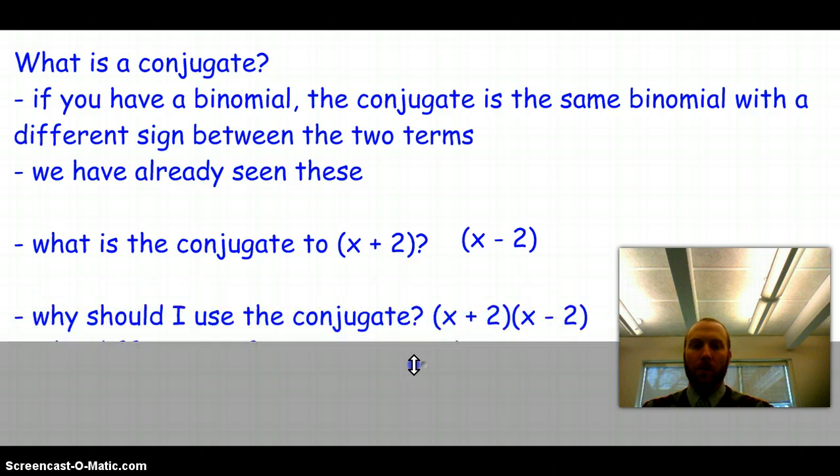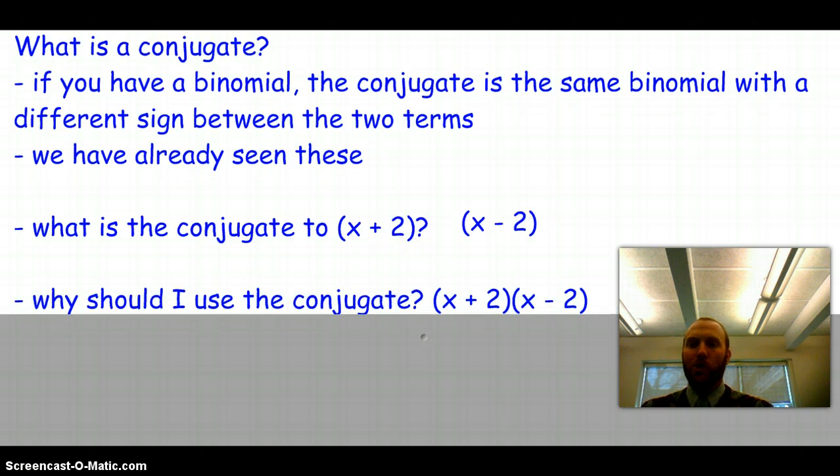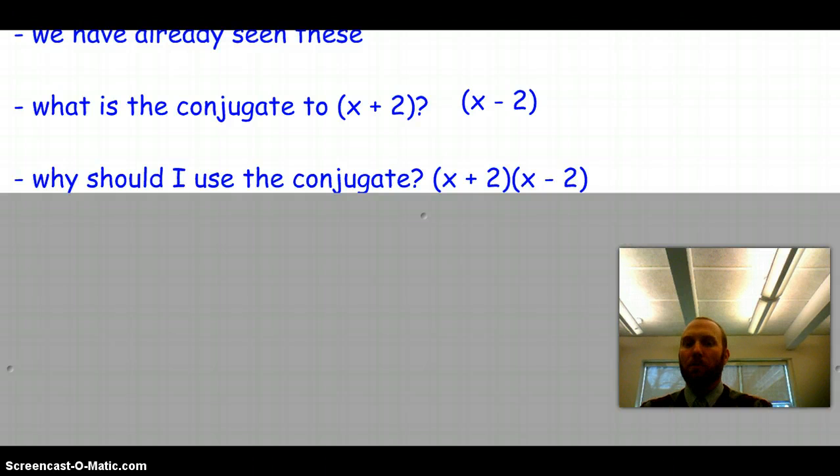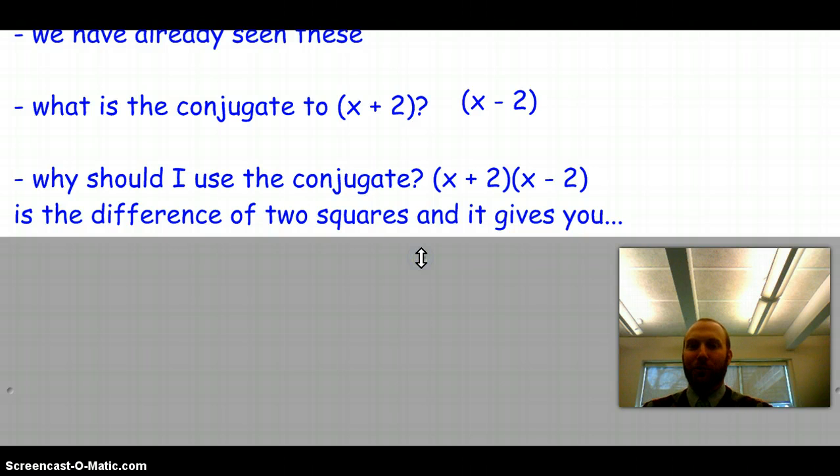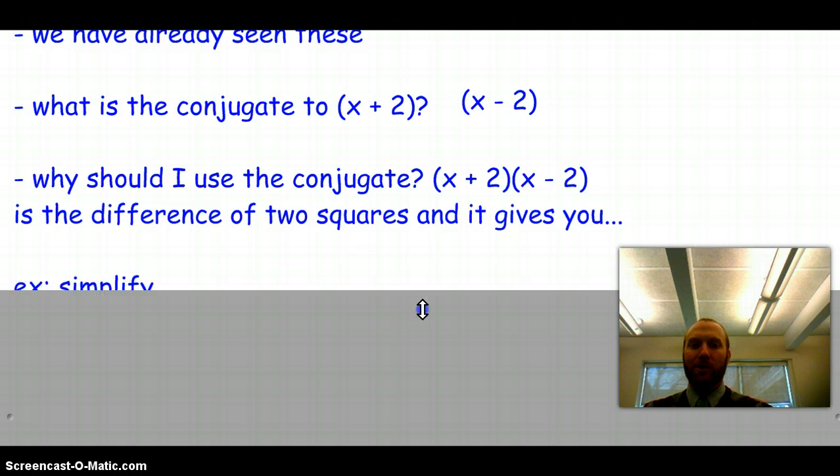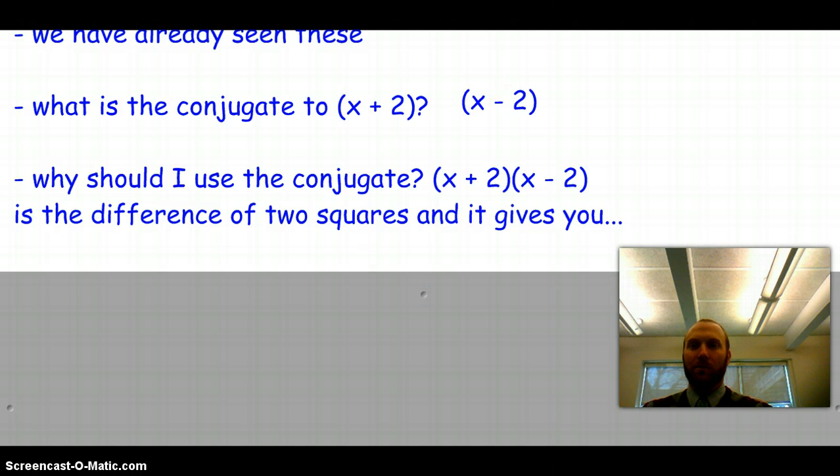Okay, so why do you use the conjugate? Well, we do what's called multiplying by the conjugate. So imagine you had two conjugates sitting next to each other. This is where we've seen it before. x plus 2 times x minus 2. This is the difference of two squares. What do you get when you multiply x plus 2 times x minus 2? You should be getting x squared minus 4. What happened? You got rid of the middle term.